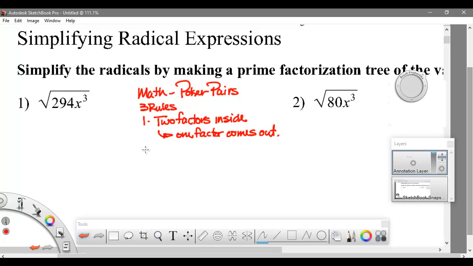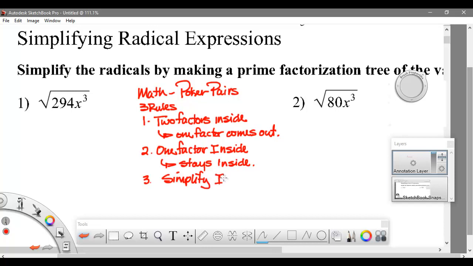Okay, the other rule, if there's just 1 factor on the inside of something, it stays inside. It can't come out. So 1 factor means that it stays inside the radical. And the last rule is this. You have to simplify the outside, simplify the inside, and then you also have to simplify the outside. So you have to have 1 term on the inside and 1 term on the outside, and then we're good.